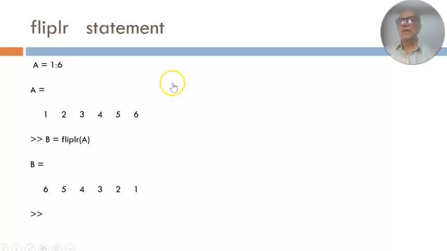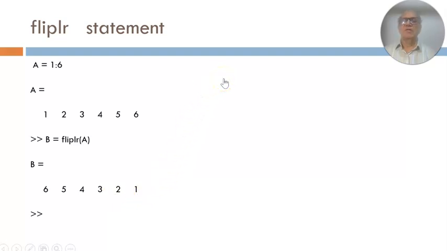Now how to do this time reversal? In MATLAB this can be done easily. You have a statement called fliplr, flip left to right. So whatever numbers you have from left to right, they are flipped, so they will reverse their order. In the console, if you type a equal to 1 to 6, you will get numbers 1, 2, 3, 4, 5, 6. Then use this built-in function in MATLAB, fliplr(a), equal to b. So you get 6, 5, 4, 3, 2, 1.